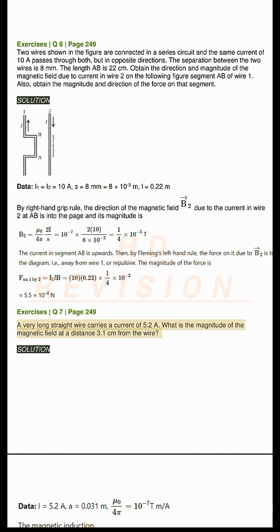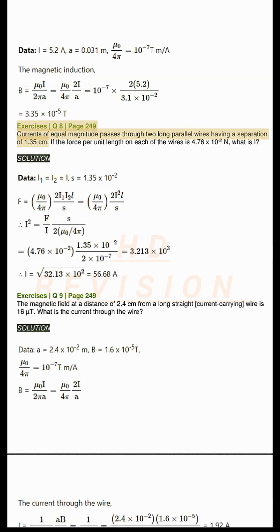A very long straight wire carries a current of 5.2 A. What is the magnitude of the magnetic field at a distance 3.1 centimeters from the wire? Solution. Exercises Q8, page 249.